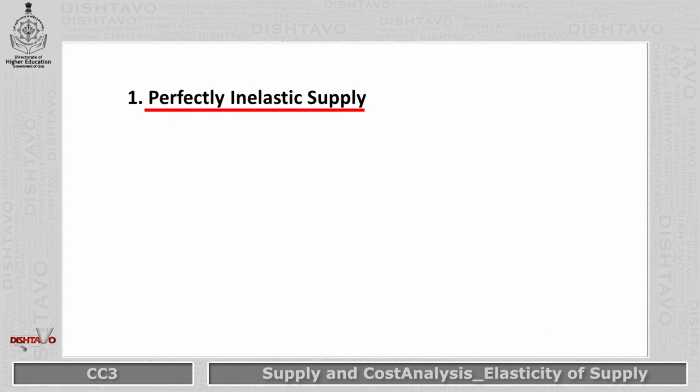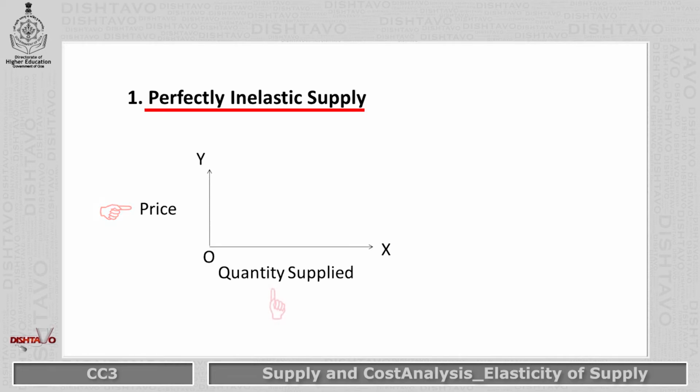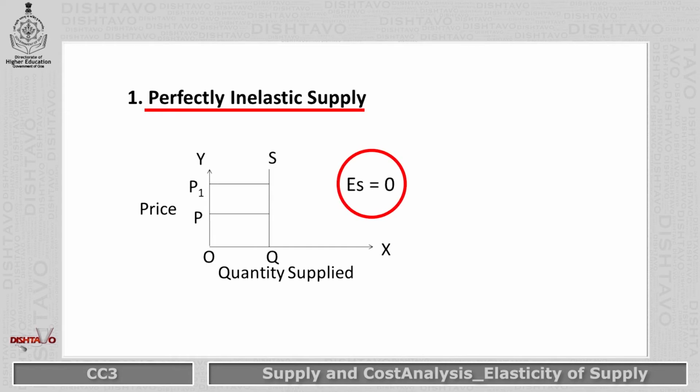In the first case, we have perfectly inelastic supply. Diagrammatically, we have price plotted on the y axis and quantity supplied plotted on the x axis. We see here that the supply curve is a vertical curve, showing that as price increases from P to P1, quantity supplied remains the same at OQ. We have a vertical supply curve indicating 0 elasticity, hence symbolically ES is equal to 0.